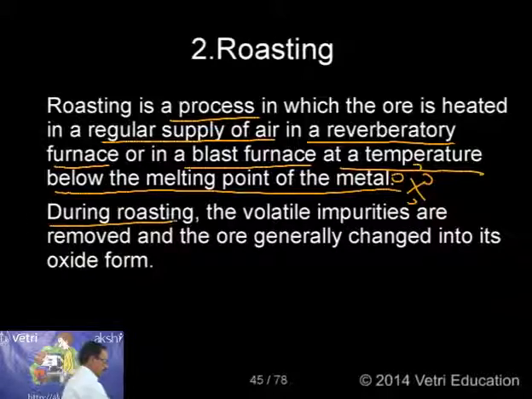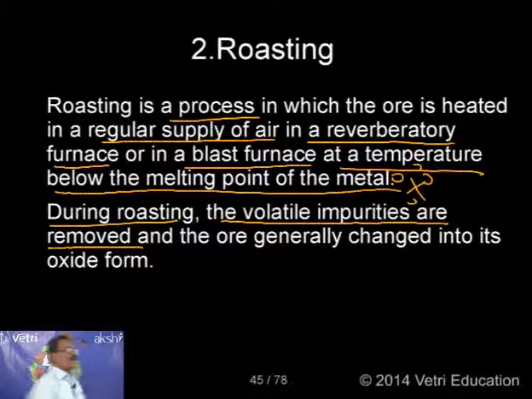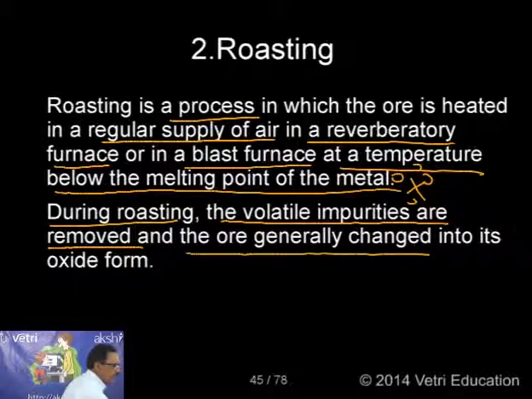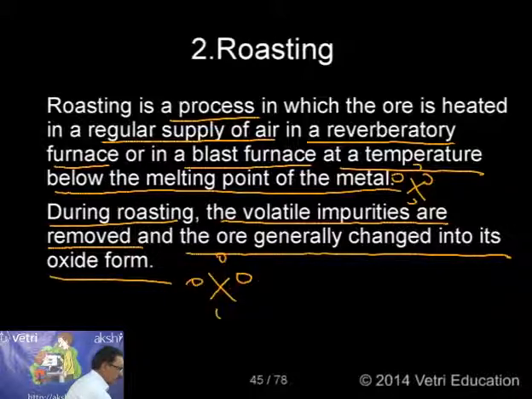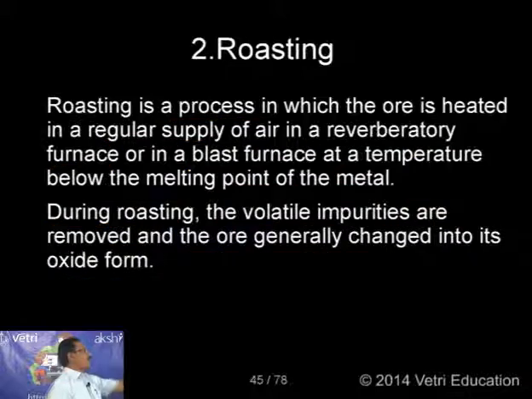During roasting, the volatile impurities are removed. Volatile impurities are water in the form of steam and gases like carbon dioxide and sulfur dioxide. All the gases will be going off. And the ore generally changes into its oxide form. This is another interesting information. In roasting, we are converting any minerals, metals into the corresponding oxide form, from which we can extract the metals profitably. So this is the interesting information regarding roasting.